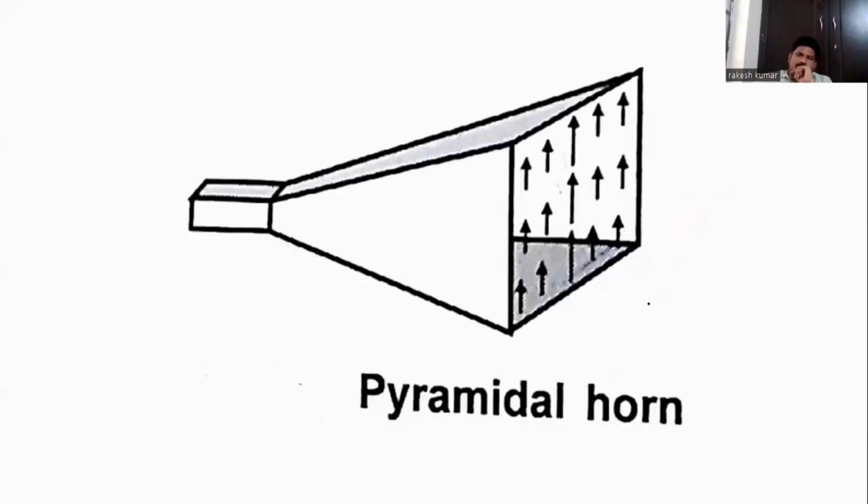Whereas this is pyramidal, the flaring is done in both directions in this case. The flaring is done in this direction as well as this direction. So in both directions the flaring is done. That's why it is called pyramidal. Okay. So these are the broad classifications in rectangular.